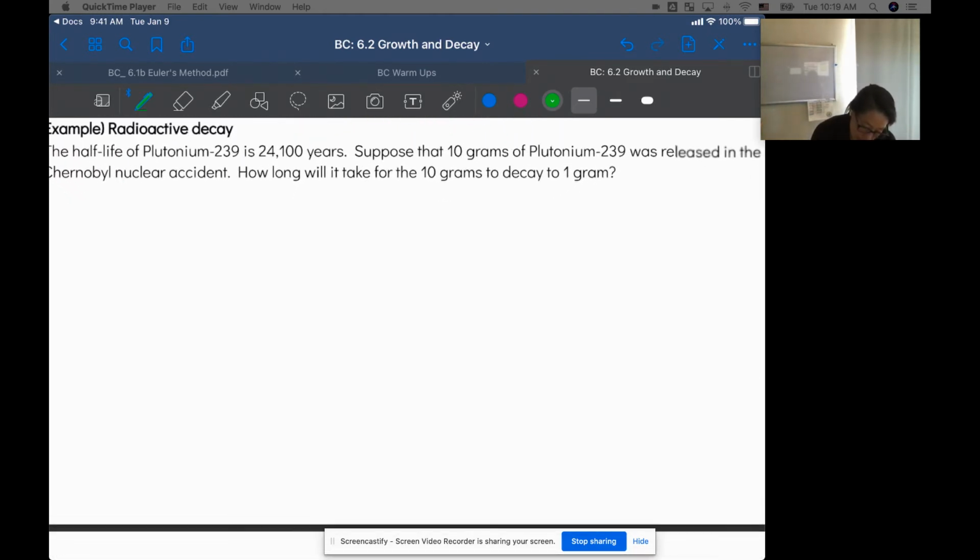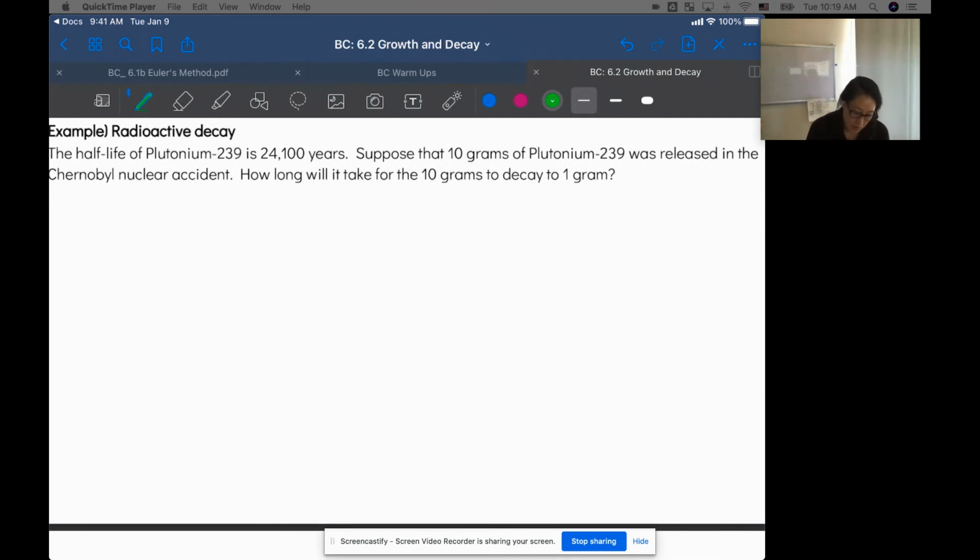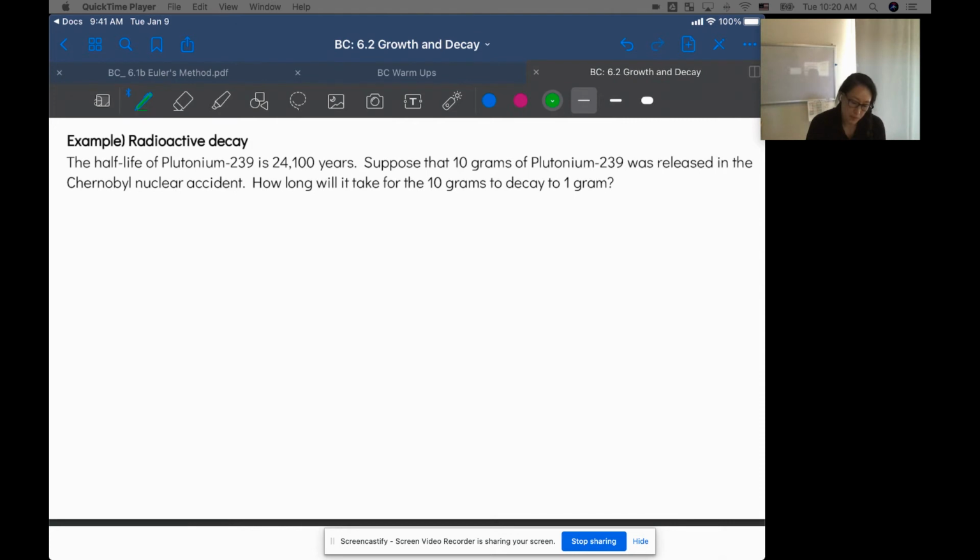All right, so radioactive decay. The half-life of plutonium-239 is 24,100 years. Suppose that 100 grams of plutonium-239 was released in the Chernobyl nuclear accident. How long will it take for the 10 grams to decay to 1 gram? So again, this is the half-life of a material, so this is going to be exponential decay. So I can start off with my dy dt.